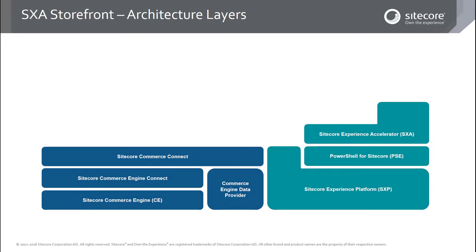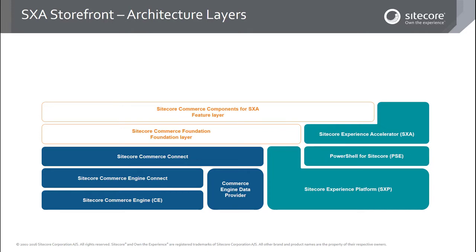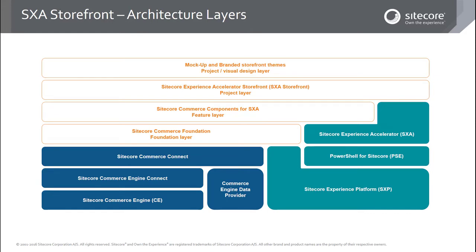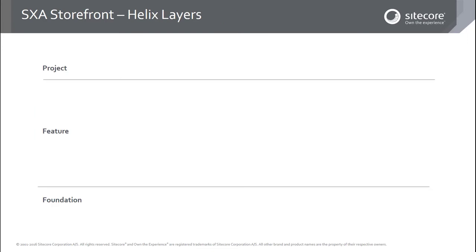Now we start to introduce the actual layers for the SXA Storefront functionality. First of all, we have our foundation layer modules. Then we have our feature layer modules, which are the actual components you'll be dragging onto the page. We have the project layer modules, which are the pages themselves. And finally, the visual design layer, which is where the theming features come into play. Now from those SXA layers, I hope it was pretty obvious that SXA Storefront is completely Helix compatible.